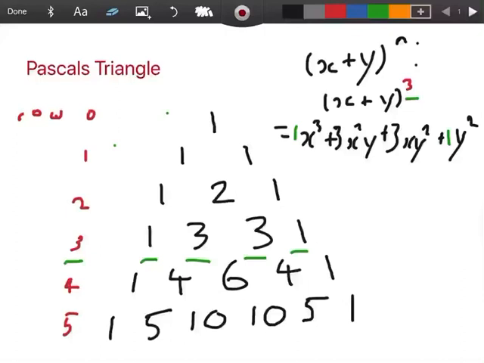Hello everyone, welcome back. Today we're going to be looking at Pascal's triangle, which is the next part in the binomial theorem, which is one of the topics in the Advanced Higher Maths course. So let's get into it.